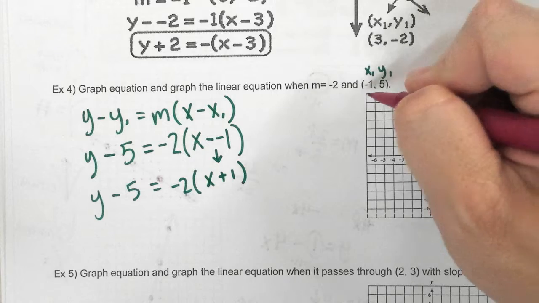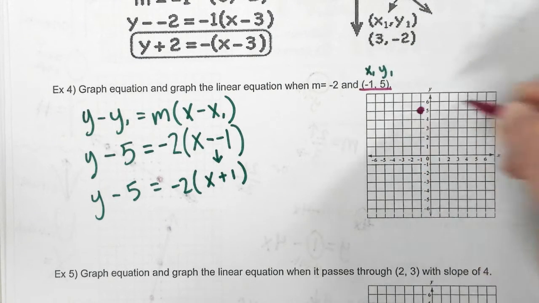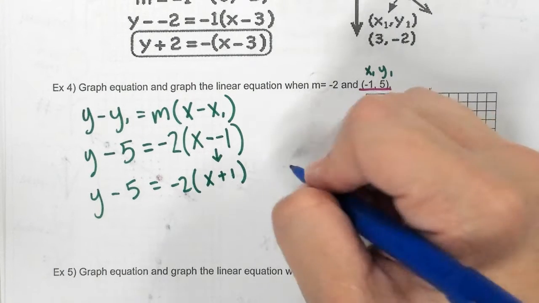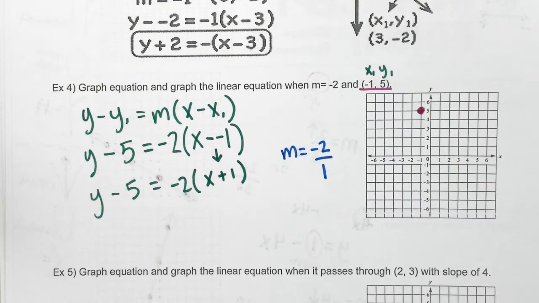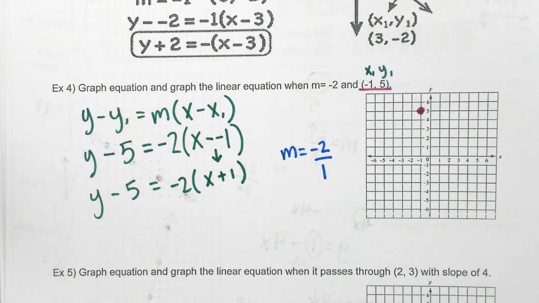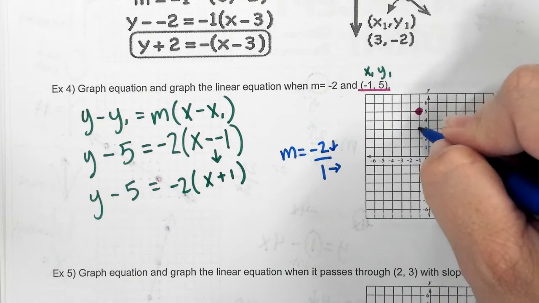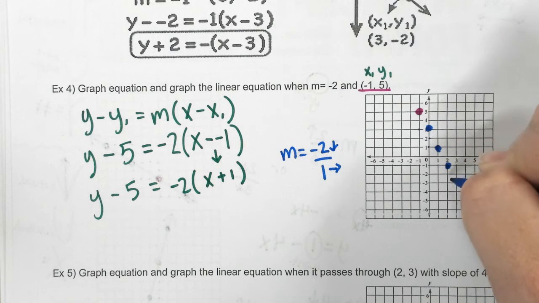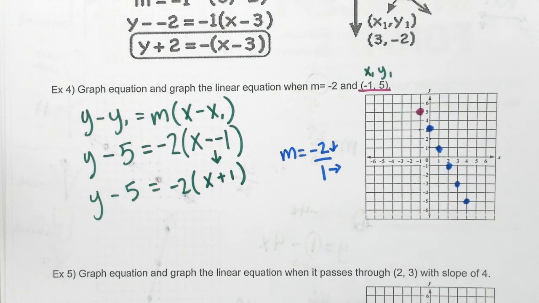The point given to me is negative 1, 5. So negative 1, 5. And my slope is negative 2, which is the same thing as negative 2 over 1. And what does that tell me to do? Down 2, right 1. Down 2, right 1. Perfect. Down 2, right 1. Okay, and you could go up 2, left 1, but you don't really need to. You have most of the graph covered, so I'm not worried about it.